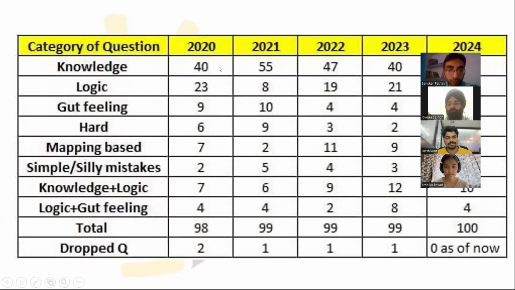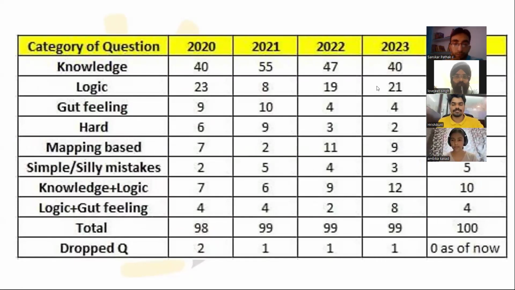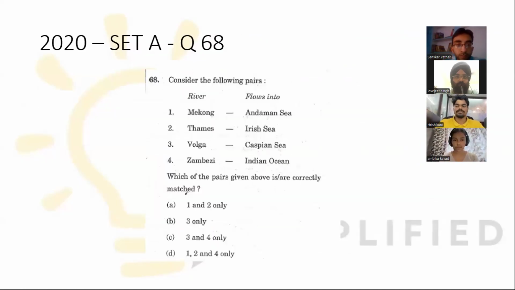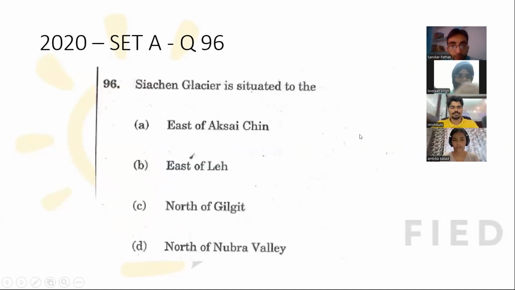If we count mapping based questions, including indirect mapping based ones, the number will be much higher. This is purely mapping based, like from the atlas. Mapping based questions were 7 in 2020, 2 in 2021, 11 in 2022, 9 in 2023, and again 6 in 2024. I have just added some examples. In 2020, question number 68, a river and where it flows into, is purely atlas based; we just need to match the pair. Then question number 96 in 2020, the Siachen Glacier question.